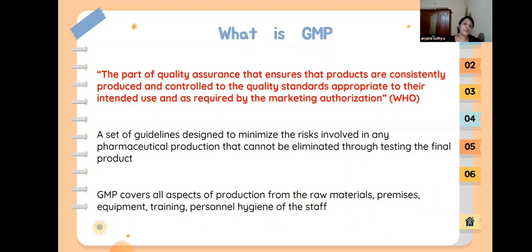As per WHO, it is part of quality assurance that ensures that the products are consistently produced and controlled to the quality standards appropriate to their intended use and as required by the marketing authorization. So it is to ensure the products are consistently produced as per the standards. This is the importance of GMP.